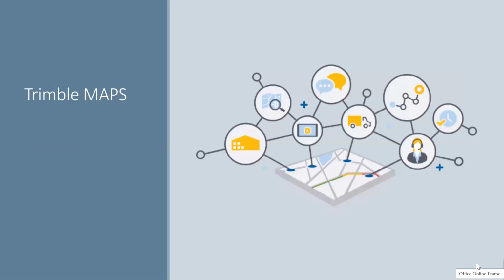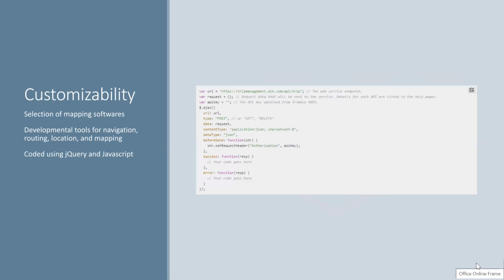I'll pass it off to Josh to talk about Trimble Maps. Trimble Maps is a composition of a variety of different mapping softwares to help optimize data. The main focus of Trimble Maps is the customization and variety it provides. By having a selection of different softwares, the customer is able to select the one that fits their needs the best. Once a primary software is chosen, the developmental tools that they provide can also improve on many of the aspects. The developmental tools are all coded using jQuery and JavaScript, making them easy to use and supported coding.